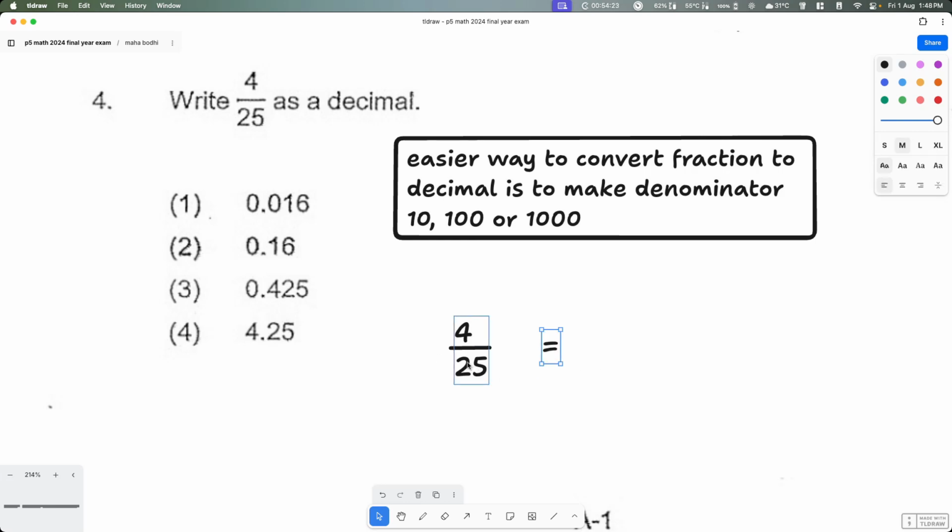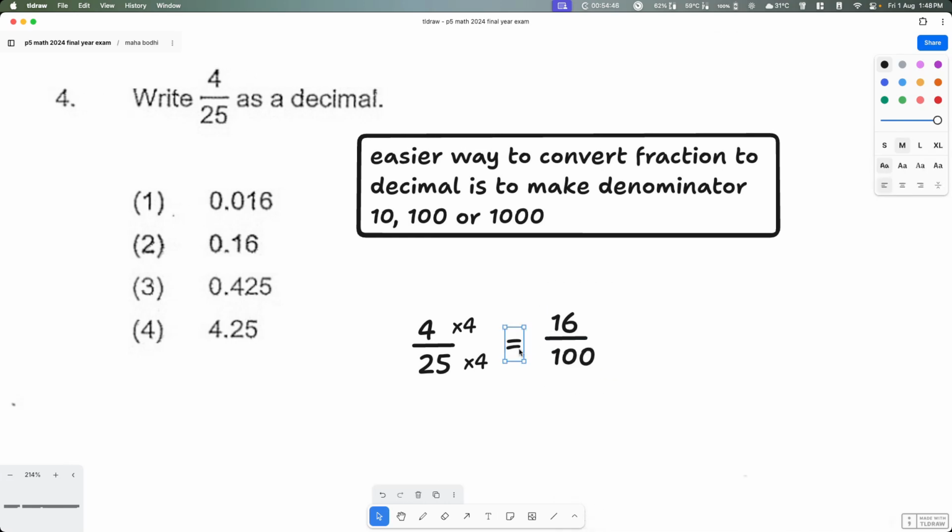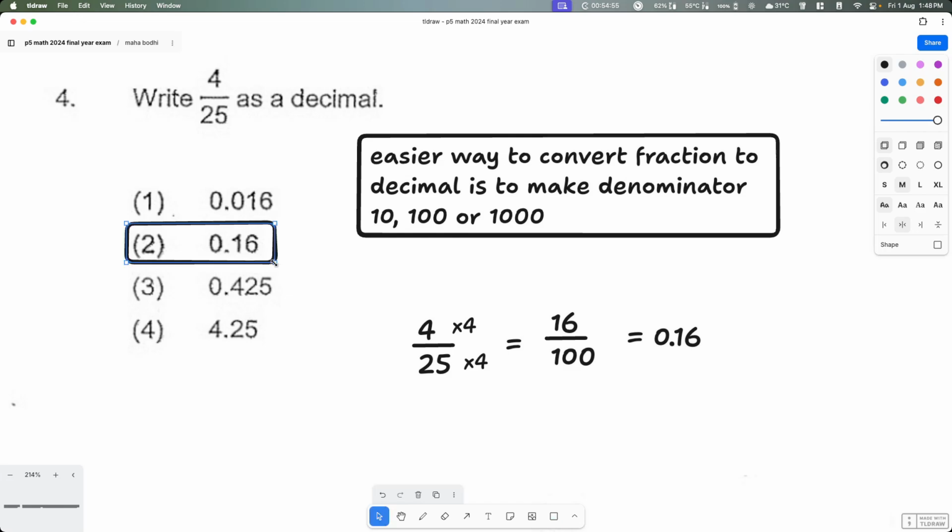for 25, what's the closest? This should be 100. So you times 4 for the denominator in this case. So this will become something out of 100. We also need to multiply the numerator, and 4 times 4 is 16. So 16 out of 100 will become 16 divided by 100, which is 0.16. So the answer for question 4 is number 2.